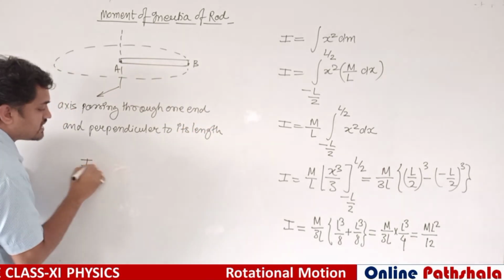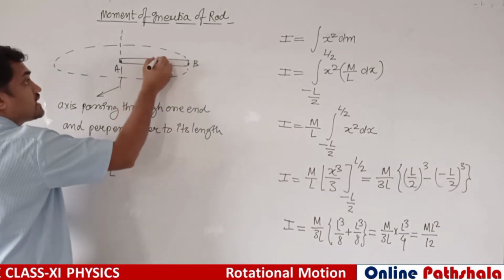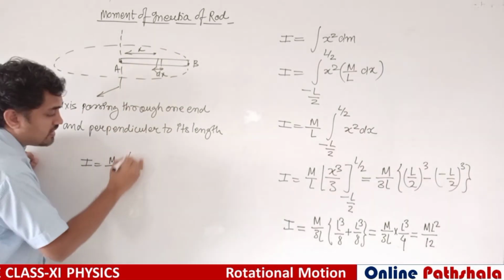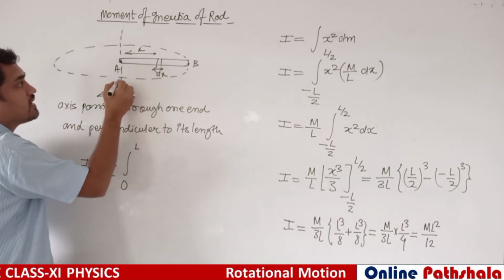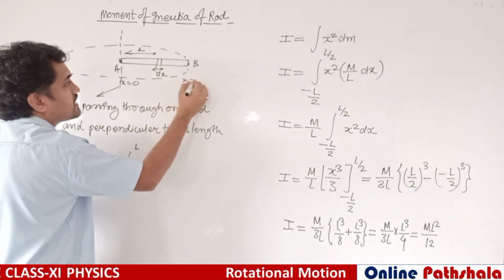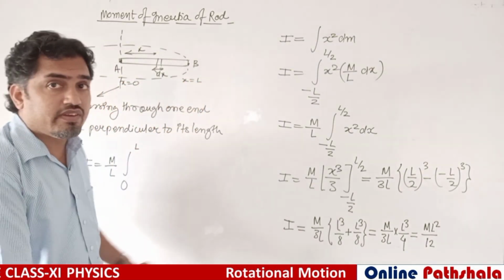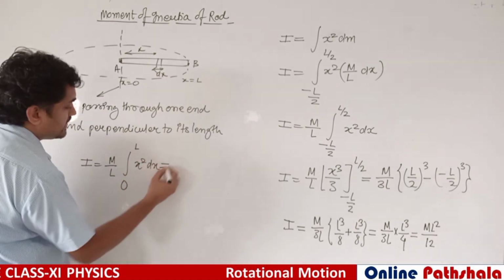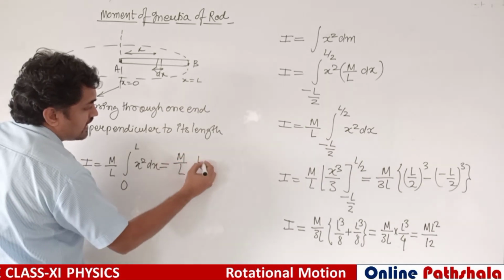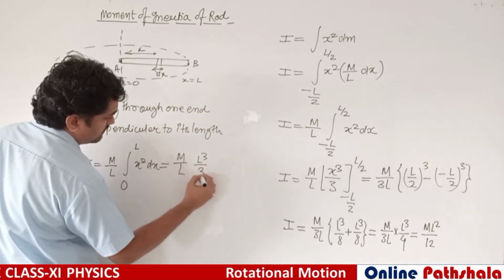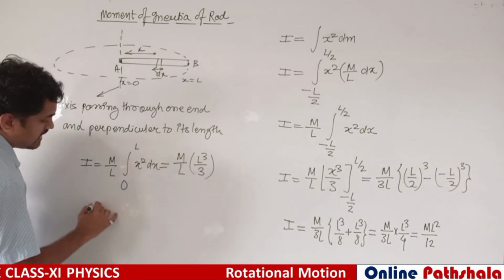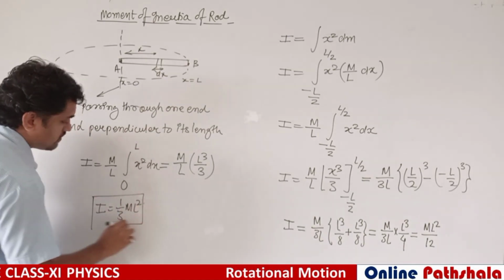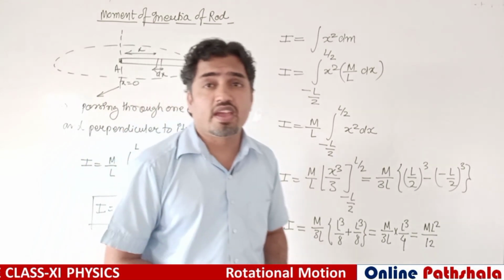So in this integration, I is equal to m by L; again we can consider a differential part dx at distance x, but in this case we have to integrate from 0 to L, from x equal to 0 to x equal to L. It is very easy. Clearly we can understand: from 0 to L of x square dx. So it is m by L times L cube by 3. Finally I is equal to 1 by 3 m L square. Very easily we can understand.